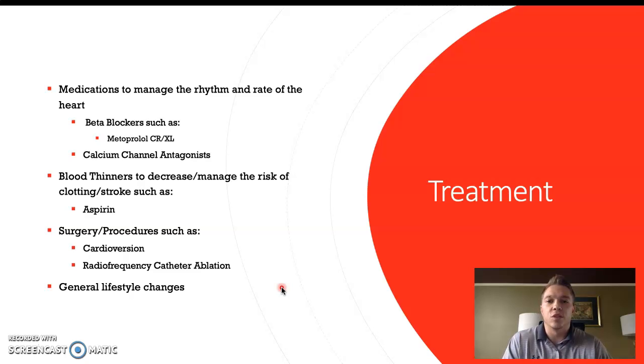Blood thinners, which would decrease or manage the risk of clotting and stroke, such as aspirin, is used as a good blood thinner. And there's also a couple surgeries or procedures that can be done for AFib, such as cardioversion and radiofrequency catheter ablation. Along with those three active treatments, there are also general lifestyle changes that can be made to alter the effects of AFib and kind of reverse them.